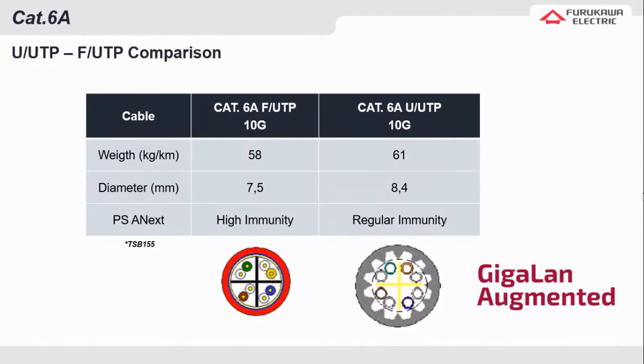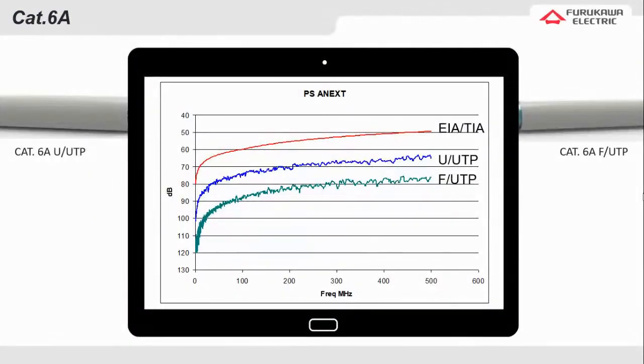This graphic will provide you with an idea of how each one of them performs regarding this alien crosstalk effect. So as you can see, they are both within the acceptable limits established by the standard, which would be the red line up here. But the shielded cable manages to considerably boost immunity to alien crosstalk when compared to the UTP.